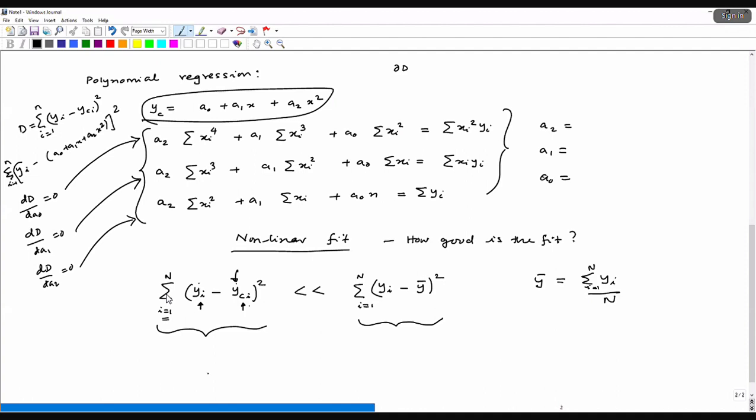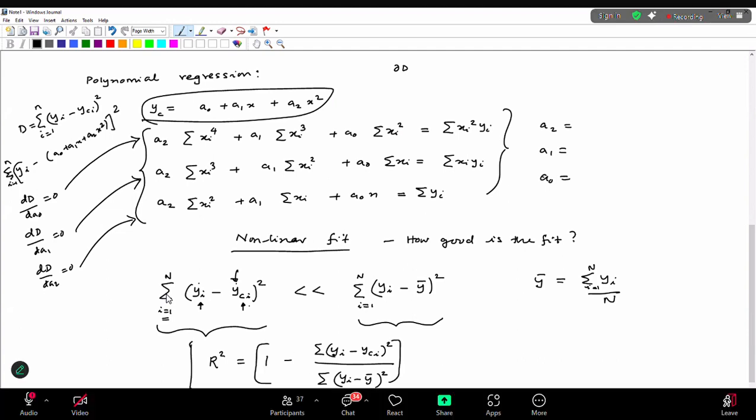So in that case, we have a slightly different representation of R square. We represent in the nonlinear case R square equal to 1 minus the sum of yi minus yci whole square divided by the sum of yi minus y mean whole square.